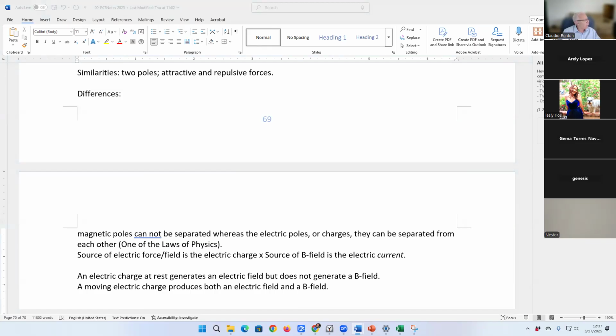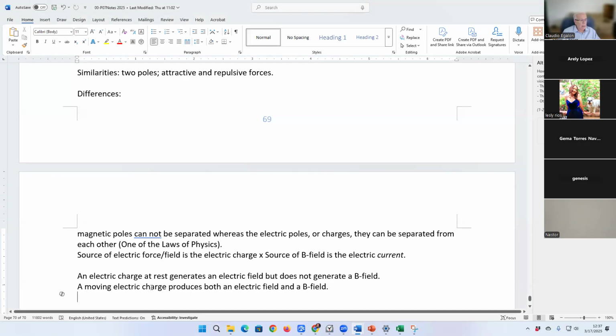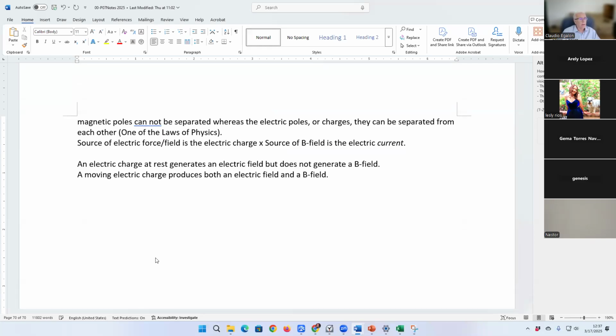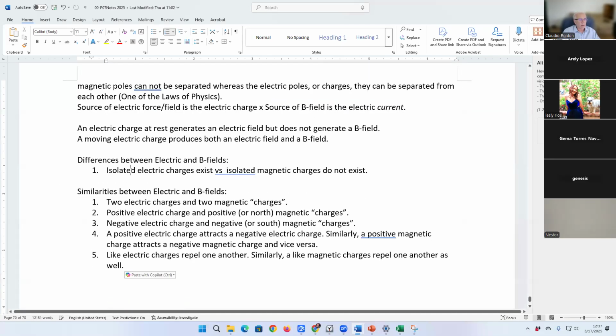I'm gonna put it in a better way here. Differences: isolated electric charges exist versus isolated magnetic charges do not exist. Two electric charges, two magnetic charges. Positive electric charge and positive north magnetic charge. Negative electric charge and negative magnetic charge. A positive electric charge attracts a negative electric charge. Those are similarities. Okay, I didn't put that at the top.